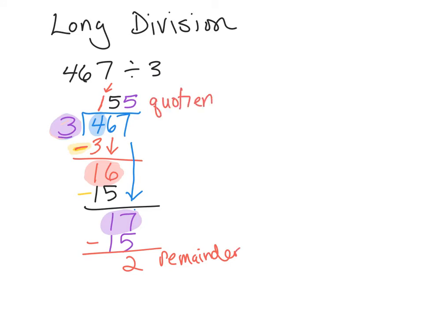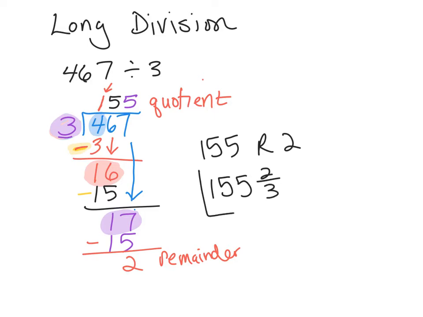And we can write our final answer in a couple different ways. We can write it as 155 with a remainder 2, or we can write it as 155 with that remainder 2 over what we divided by. And that's something to keep in mind when we're doing this with polynomials. We'll be having variables in our expression, our final result.